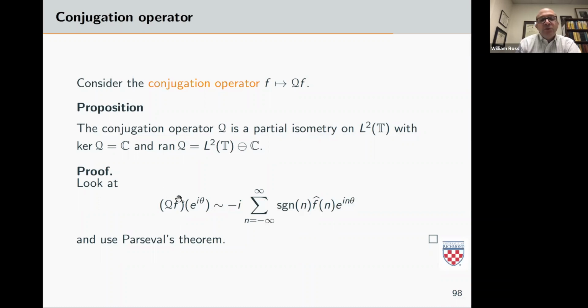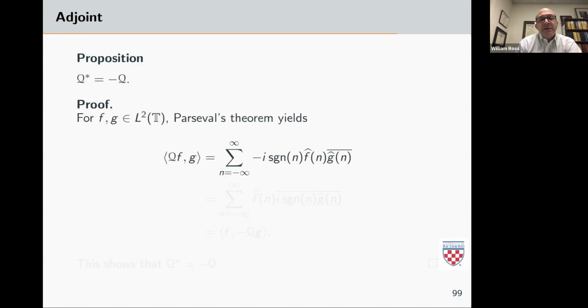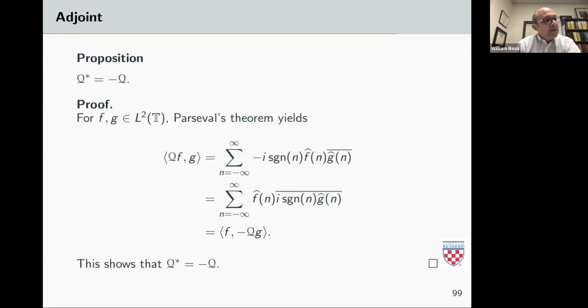The partial isometry part is going to come from just Parseval's theorem. The L2 norm is the same as the sum of the squares of the Fourier coefficients. So that's a cool thing about the conjugation operator. You can actually compute its adjoint. Maybe you don't go through all the details here, but you just bring this to the other side and use Parseval's theorem. So the adjoint is minus Q.